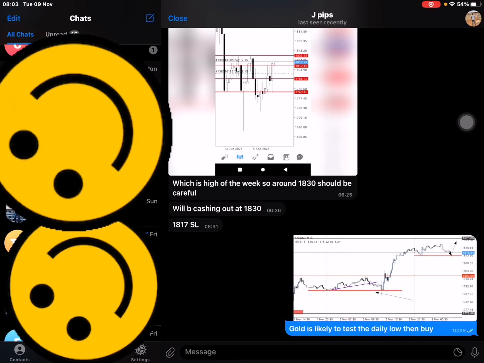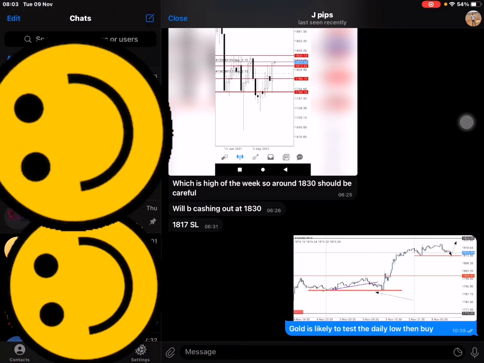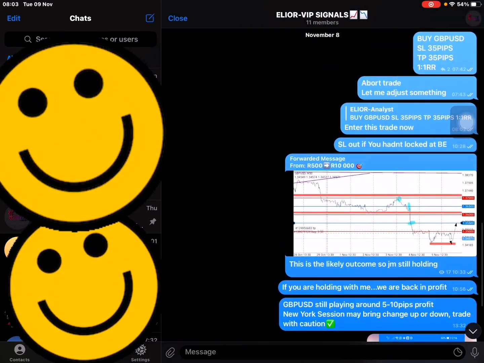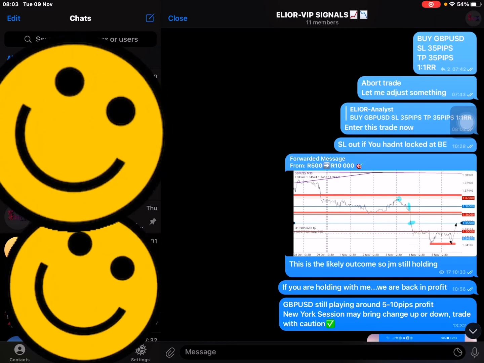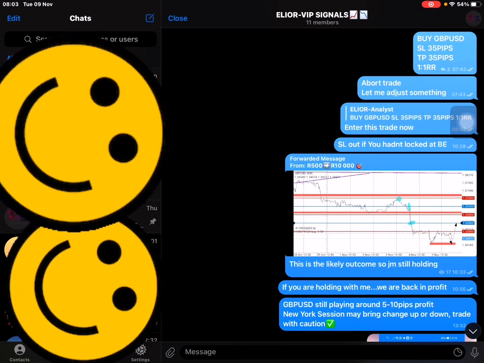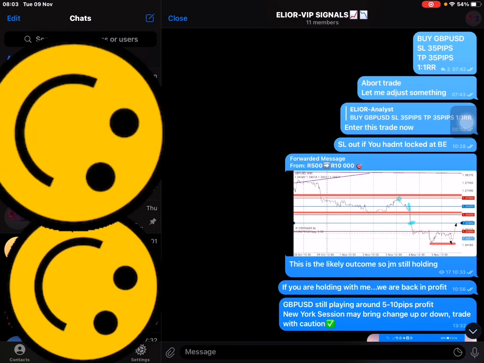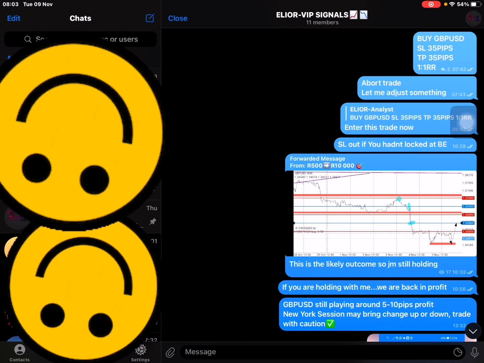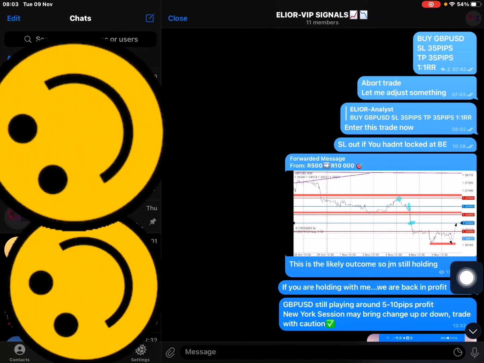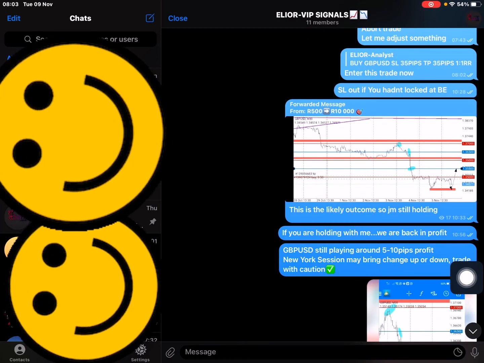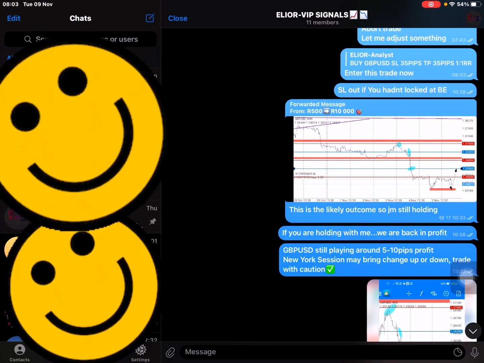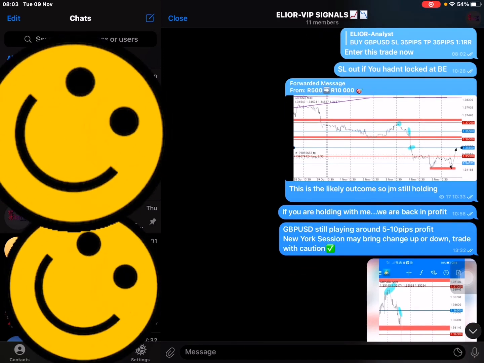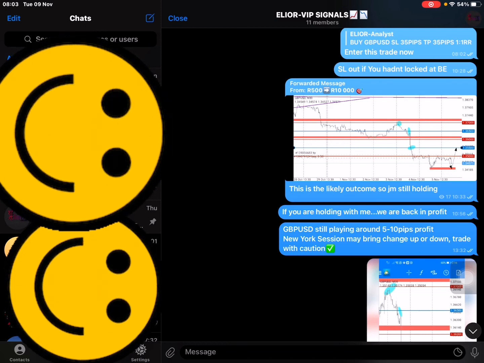Now I'll go to my signals group real quick and show you that I sent the signal on both trades. That was the 8th. There we go. GBPUSD buy, SL 35 pips, TP 35 pips, 1-to-1 risk to reward ratio. Then I said abort the trade, let me adjust something, because I was noticing some bearish tendency in the market. A couple of minutes later, I said enter the trade now. About 2 hours later, we got taken out. The SL got hit. But obviously I did tell you guys I don't use a stop loss. I have a mental stop in place.